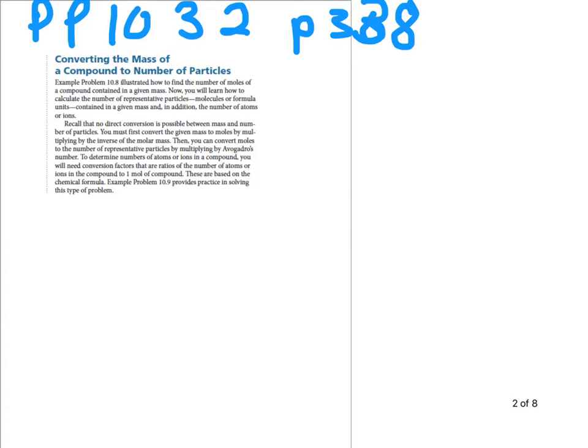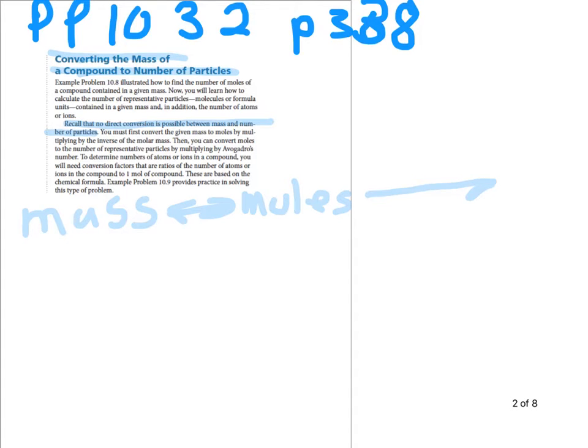So we go through these practice problems. We're going to be converting between mass of a compound and number of particles. And there is no direct conversion possible between mass and number of particles. But we can change between mass and moles, and then between moles and particles.